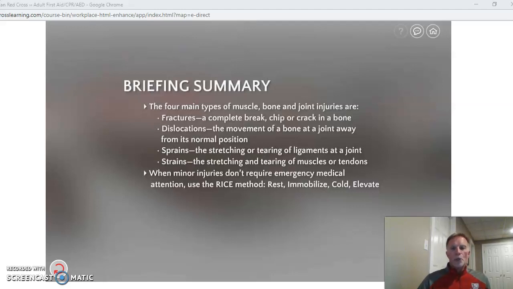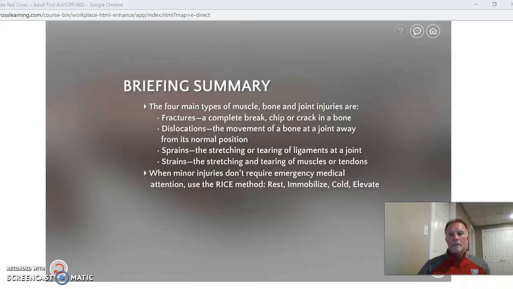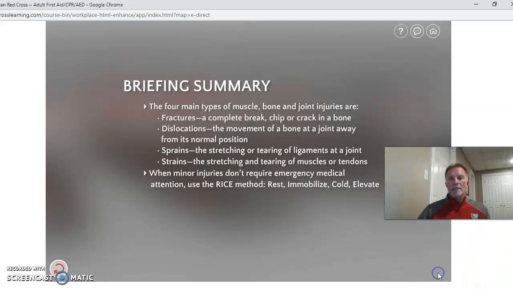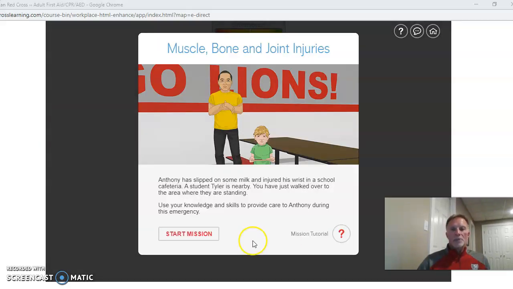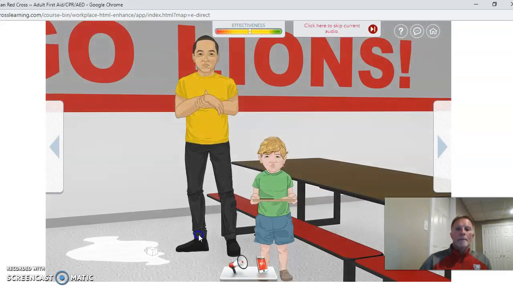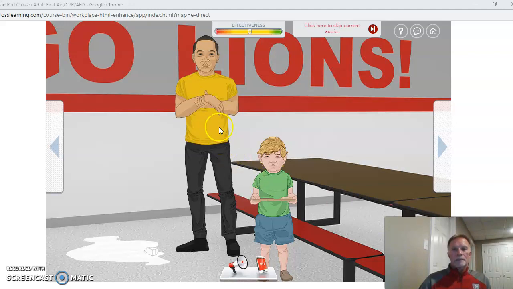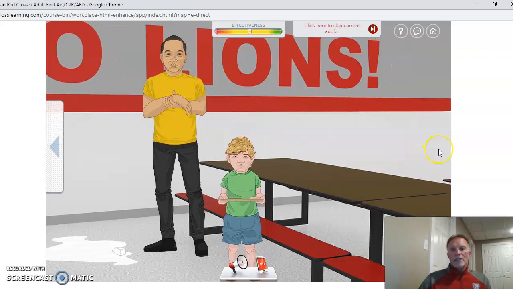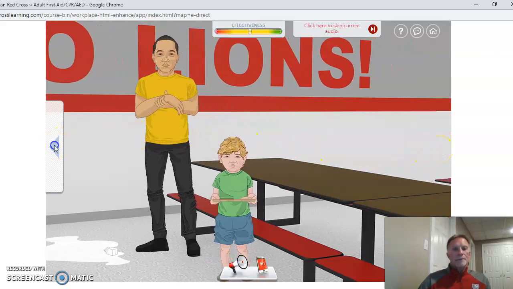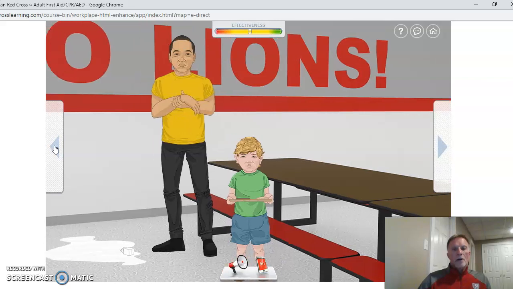So let's go through a scenario right now. Start the mission. Anthony slipped and injured his wrist. The injury does not look severe, so you won't need to call 911, but you can still help by giving care. As you always remember, we check the scene. Everything looks okay over here. No apparent hazards. Always check the scene.